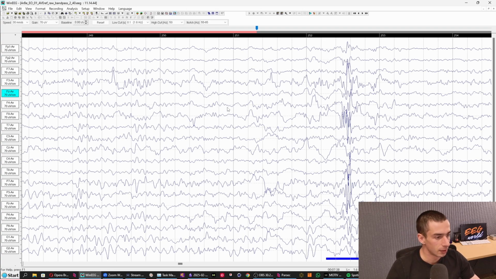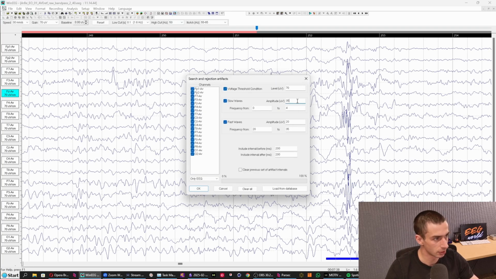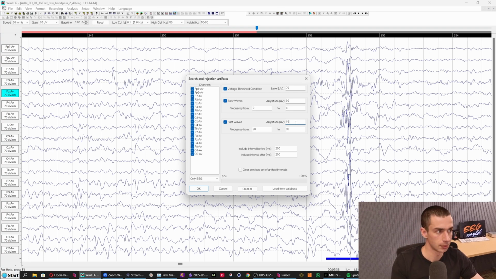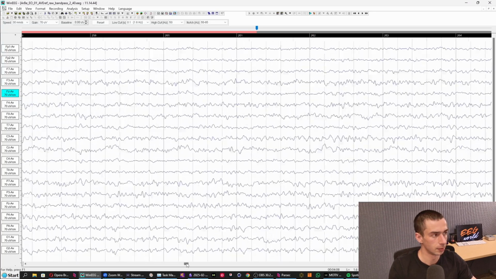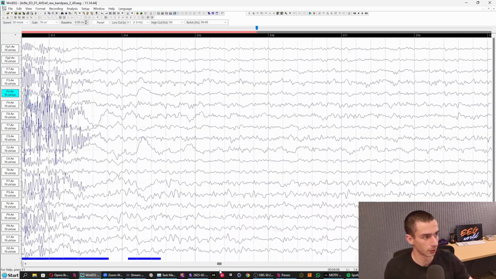In this area, we definitely want to take out more than we're currently taking. So let's do slow waves and let's bring that down to 30. And let's take fast waves down to 15. Still didn't take out very much more.